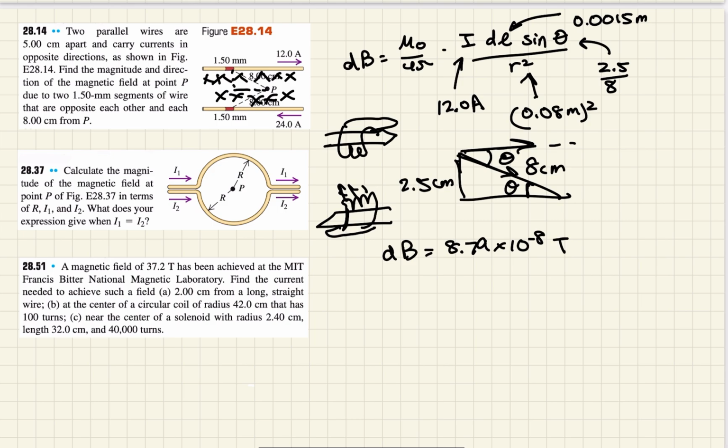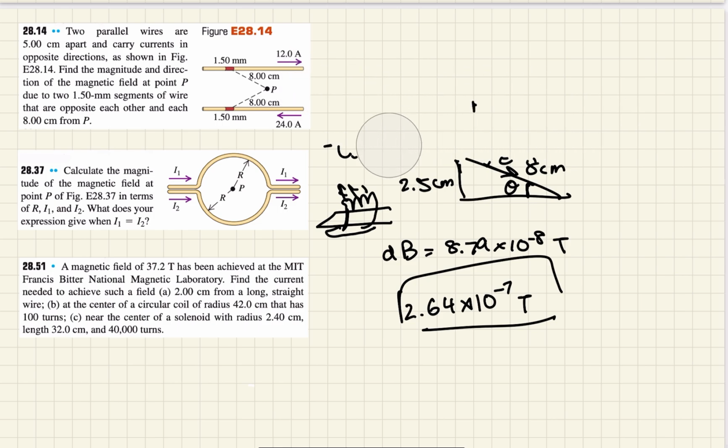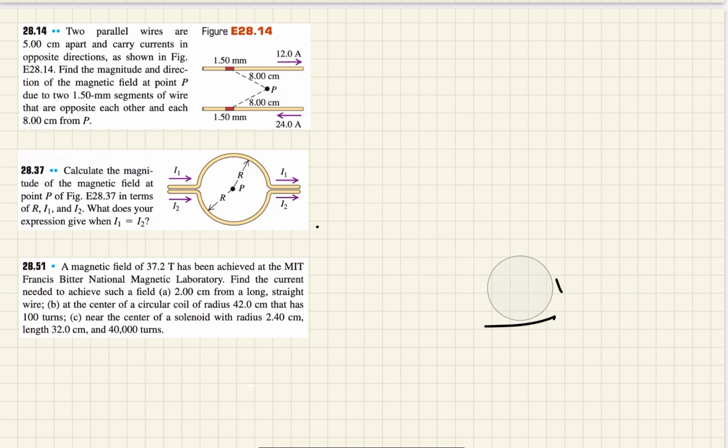The other one was twice this, so the total magnetic field is just 3 times this value that we got, and so it's going to be equal to 2.64 times 10 to the power of negative 7 Teslas. And that's your answer. All right, not too hard. That's basically how you apply the law of Biot-Savart.